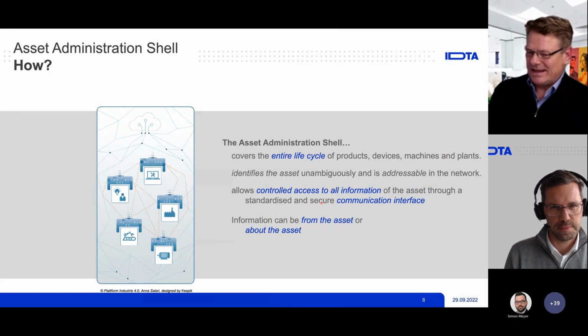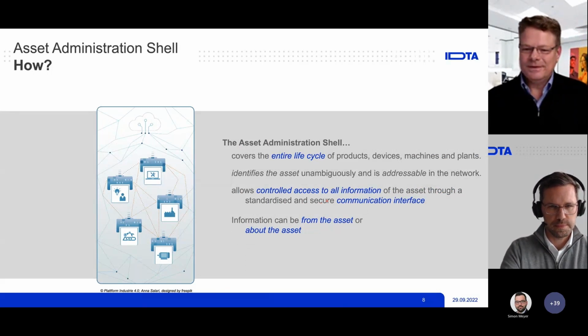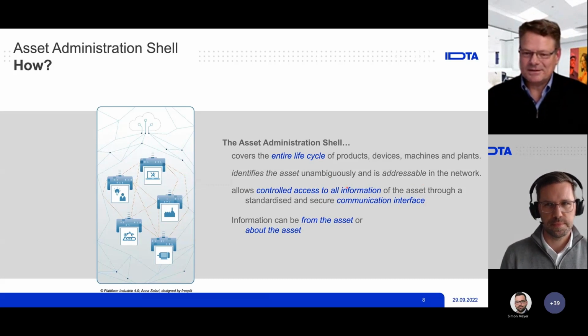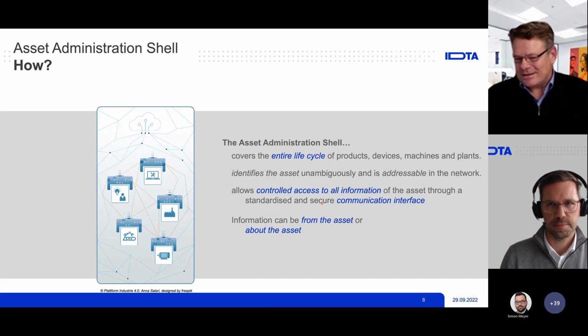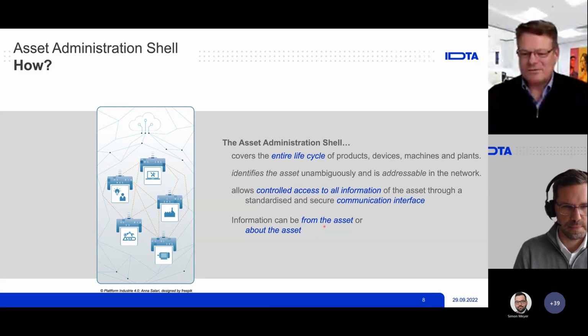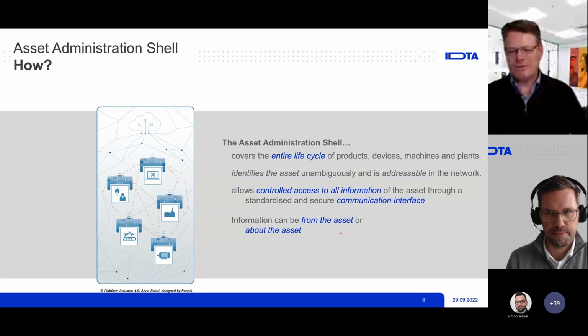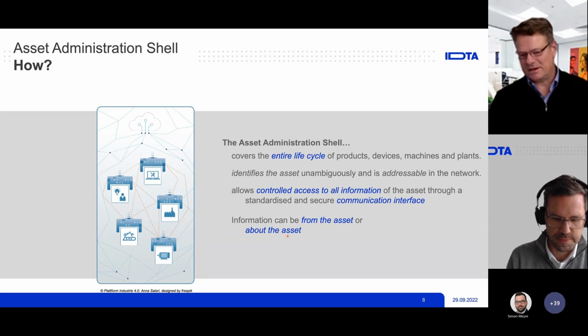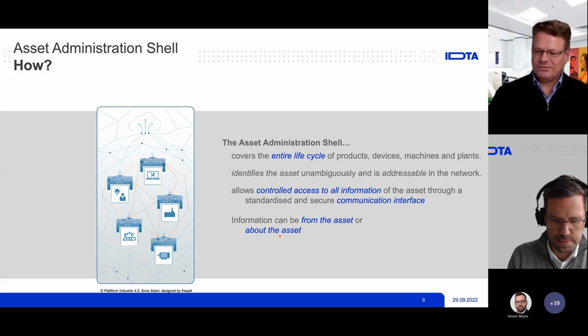It covers the entire life cycle of the asset. We will look a little bit at the identification. The administration shell ensures controlled access. So the people that shall have access can have access. And the information that you have can be from the asset or about the asset. So if you imagine a robot, there is information that comes from the robot, but there's also information that comes from other systems like the ERP system that contains the maintenance log for the robot.